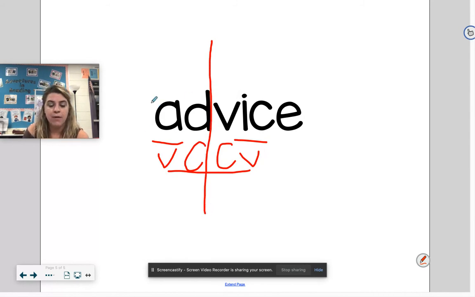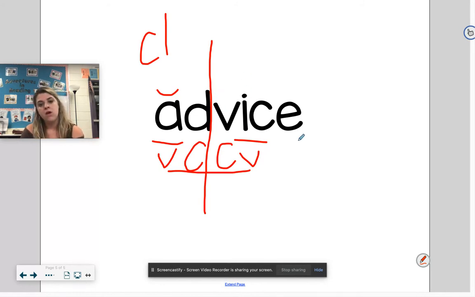So, here we go. This is what type of syllable? We see a vowel with a consonant sound behind it. So this is a closed syllable, and A is going to say its sound. It says its short sound in a closed syllable.